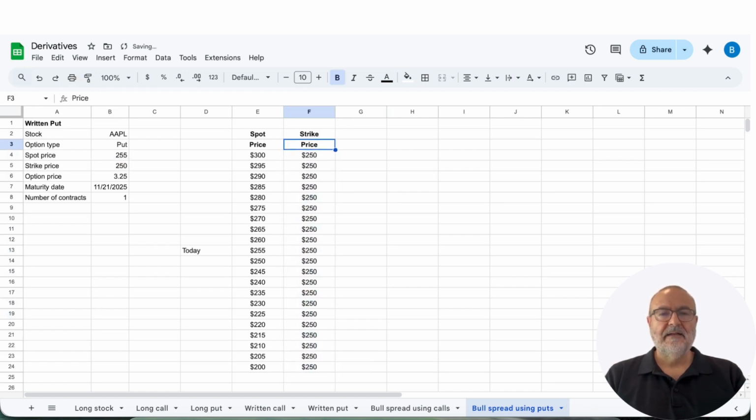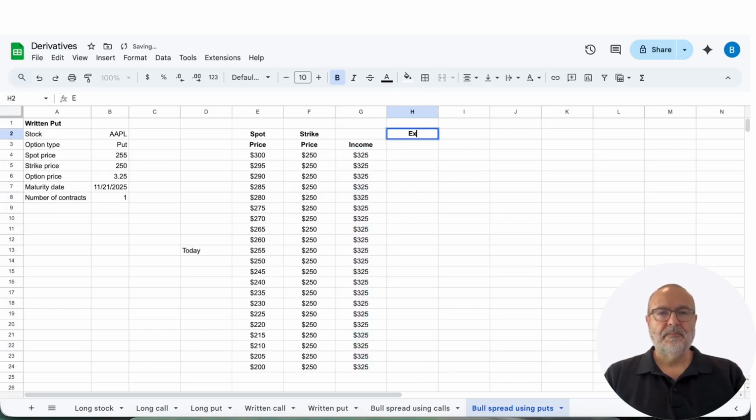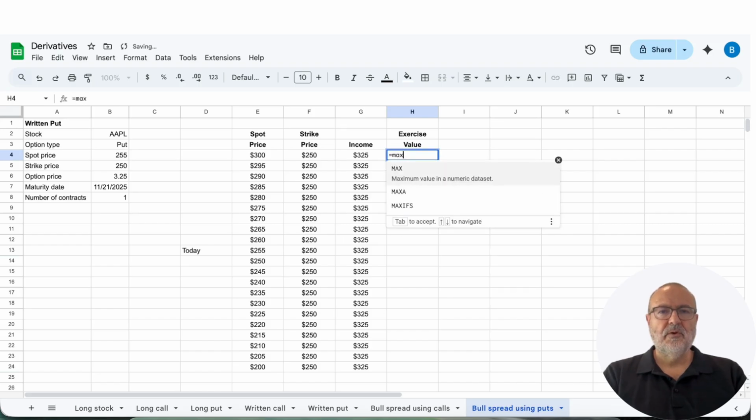Next, we will add the income, which is the option premium we received when we wrote the put option. Our income also stays the same as spot price changes. We can now calculate the exercise value, which will include our income.